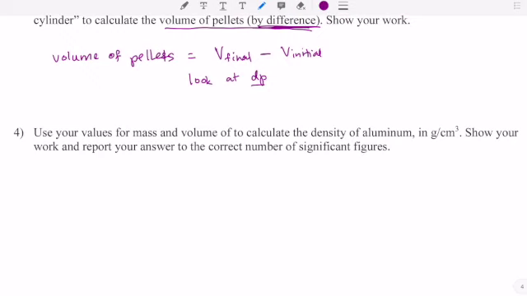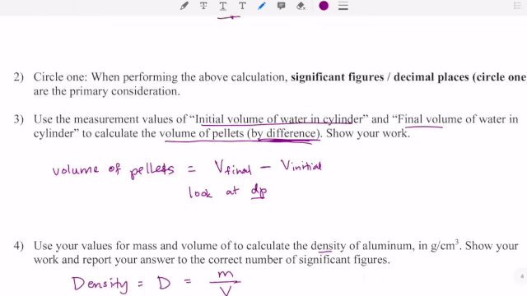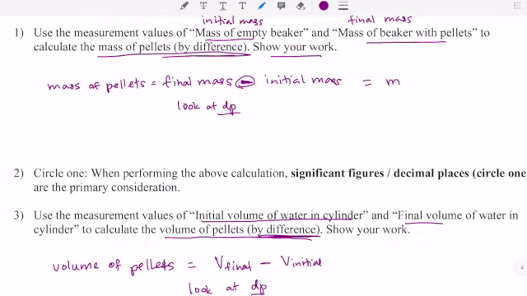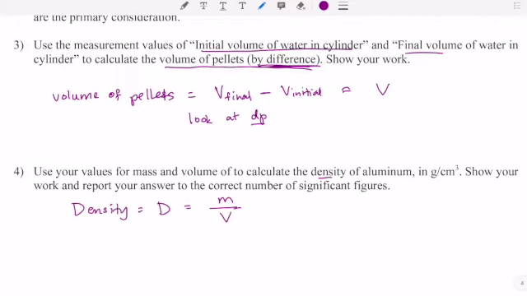And then you're going to use those values for mass and volume to calculate the density of aluminum. So your density, the symbol D, is mass over volume. That equation is in the lab procedure, but this is your mass that you're going to use, this is your volume that you're going to use, and they go down into this equation here. Density is mass over volume.